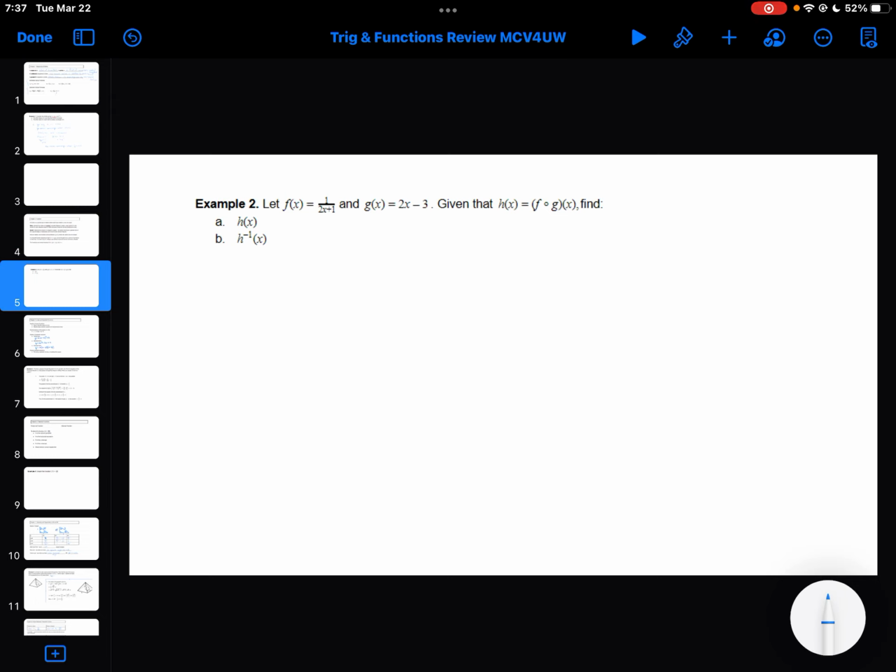So let's do an example with some practice. We have two functions, f at x and g at x. And we're told that h at x, which is a third function, is f circle g at x. So the first thing I know is that f circle g at x is the same as f at g at x. So what I'm going to do is write h at x. So I'll do a over here. And I'm going to put 1 over 2, which is my f at x. And I'm going to sub in 2x minus 3. So I put in, let's use some different colors.